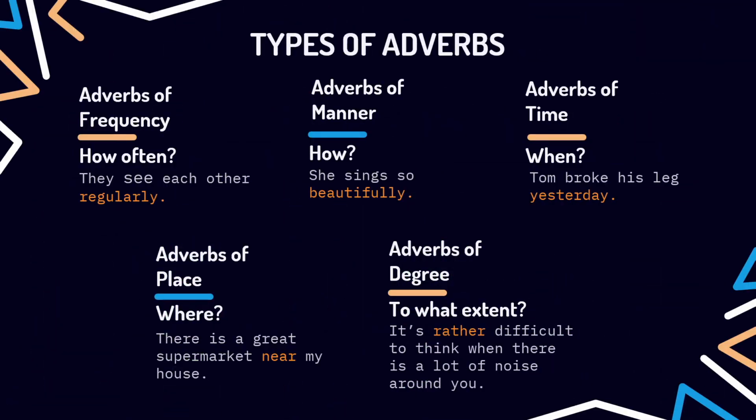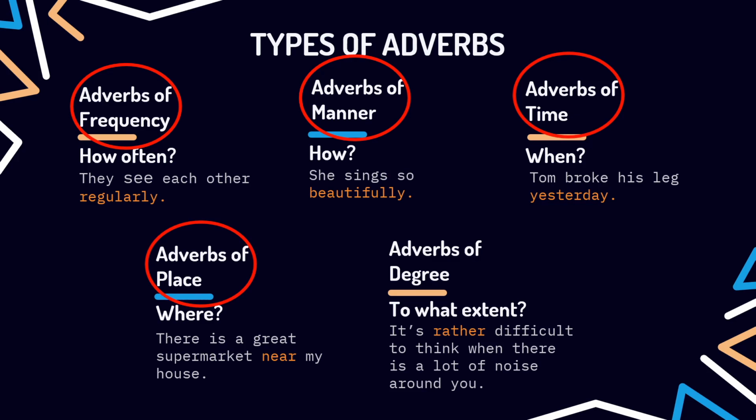Types of adverbs. We have 5 types of adverbs, which are adverbs of frequency, adverbs of manner, adverbs of time, adverbs of place, as well as adverbs of degree. So adverbs of frequency talk about how often the action is happening. How often? For example, they see each other regularly. So regularly is how often the action is happening.